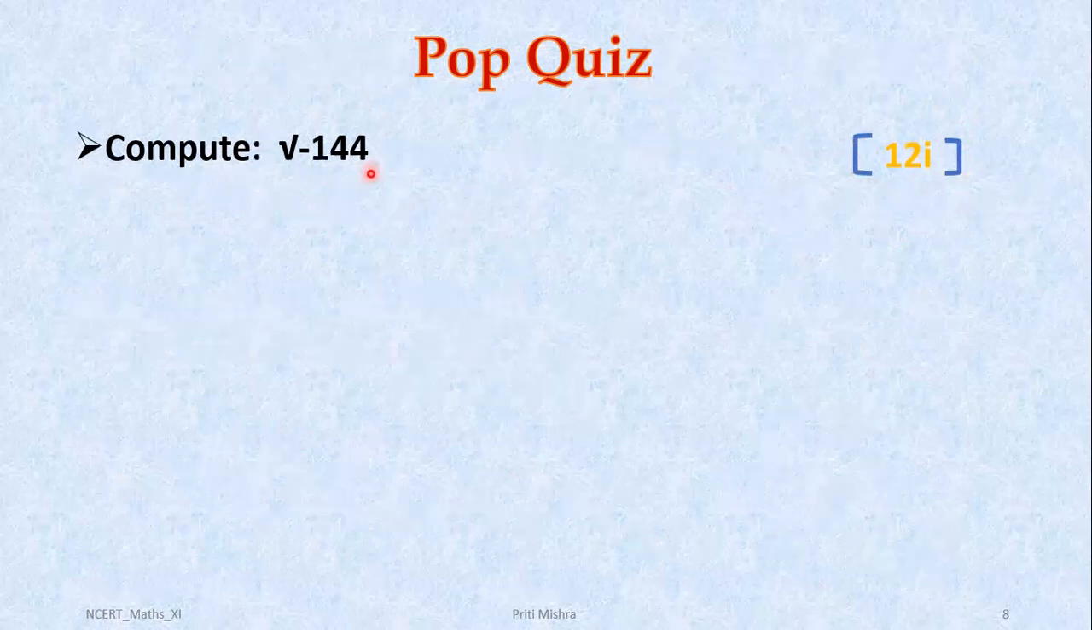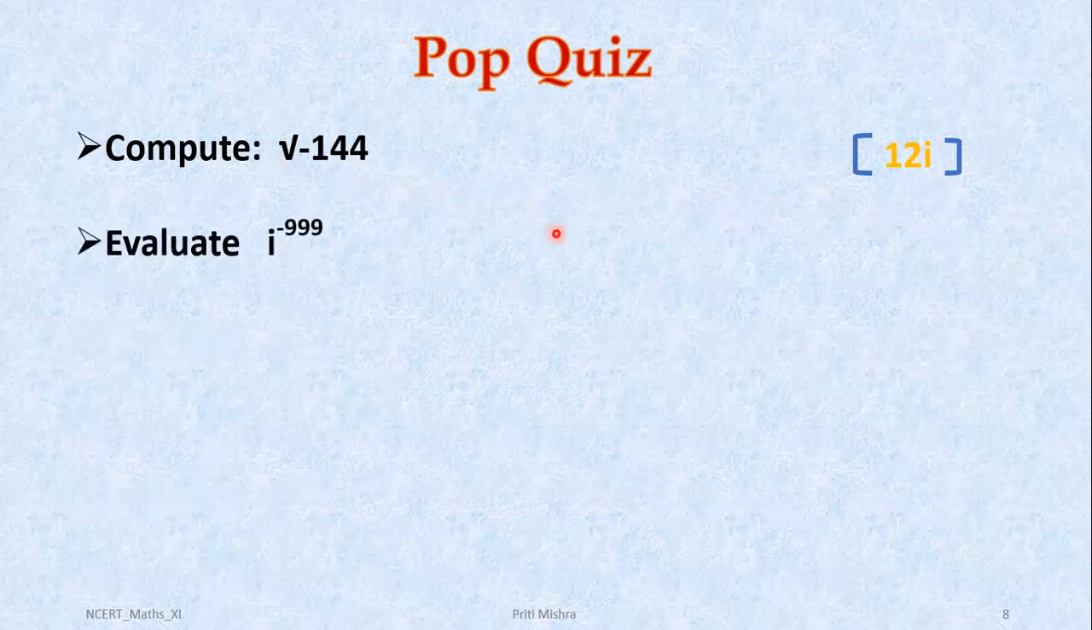Because you can write it as square root of -1 into 144, and you know the square root of 144 is 12 and the square root of -1 is i. So the answer is 12i. Let's have another question. Evaluate i raised to the power -999. Now you can do it very quickly with the help of the remainder method. Okay. Yes. So here is the answer. Its answer is i.